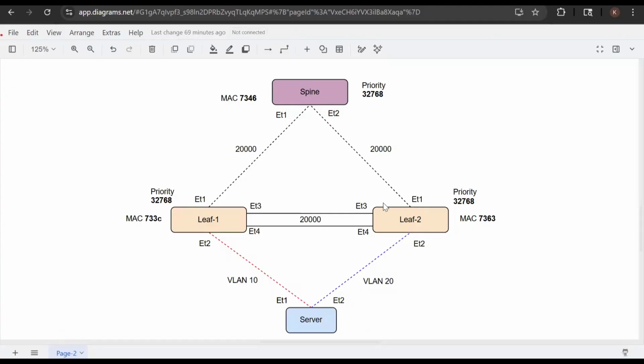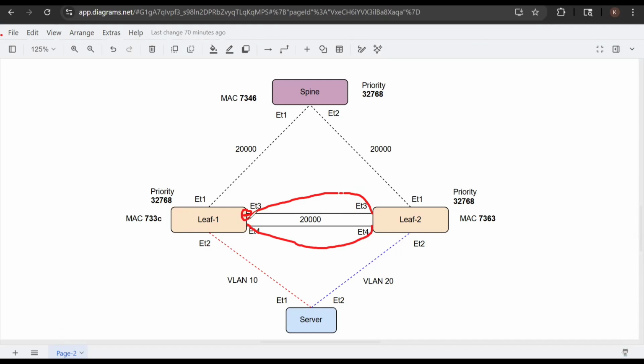So right now, this leaf is sending port ID to ET3, and ET4 is also sending a port ID to ET4. If we compare these two, ET3 is winning because ET3 is receiving lower port priority than ET4. 128.3 is lower than 128.4. So ET3 has won the election because it is receiving the lower port ID from the neighbor, which is leaf 2. That's why ET3 is the root port.